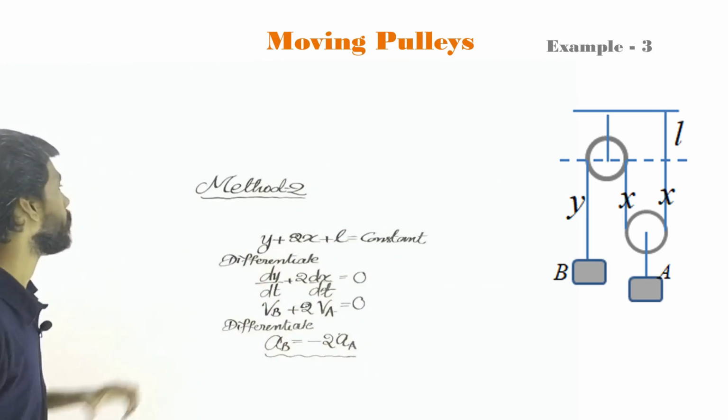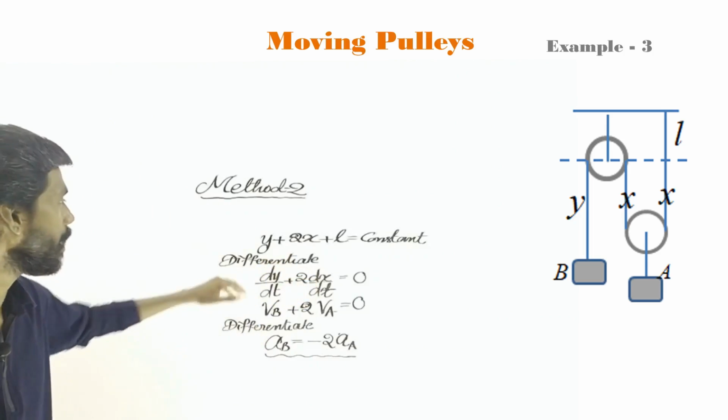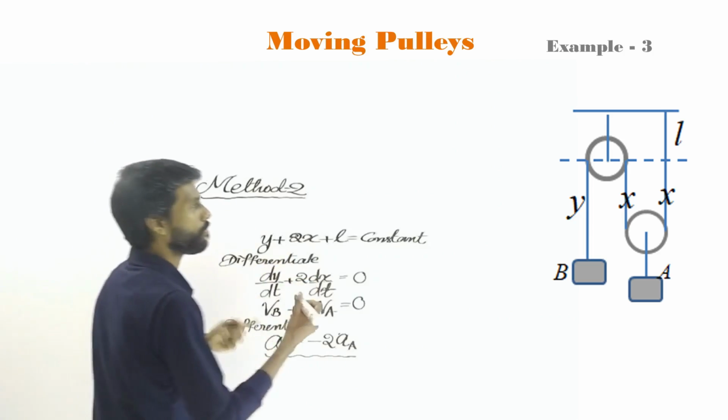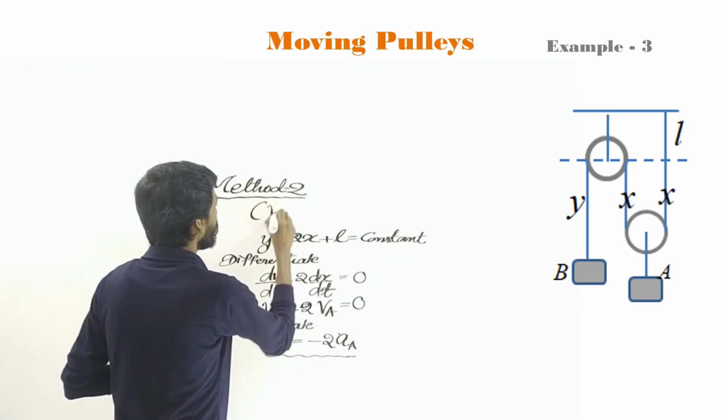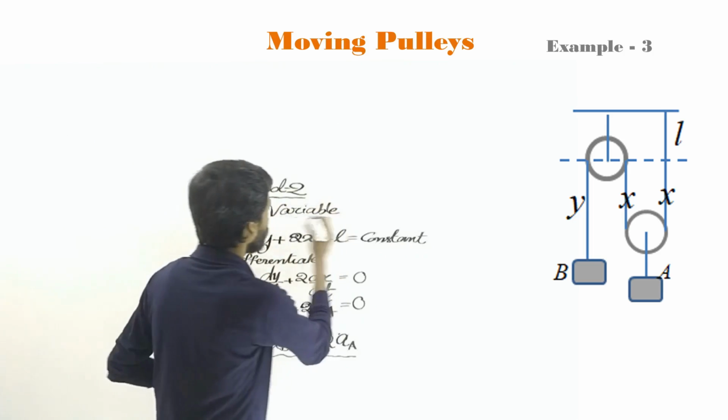Let us call it by some name. Since we are differentiating, we can call it the differentiation method, or since we make use of variables, we can call it the variable method, just a name so that we can refer to it later on.